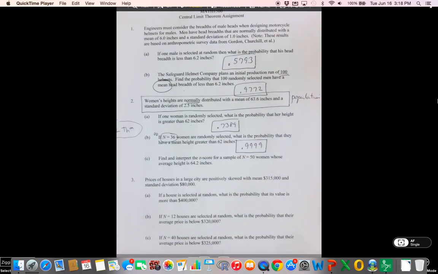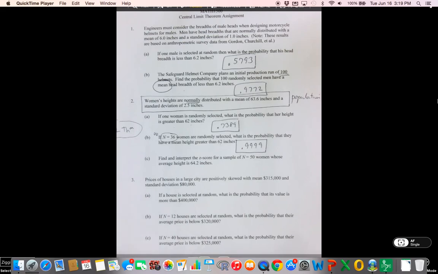So 0.9999, you can almost rest assured that if you go out and select 36 women at random, that their average height, 62 inches, is what, 5 foot 2 inches? You can almost be guaranteed that the average height of 36 women selected at random is going to be bigger than 5 foot 2 inches.